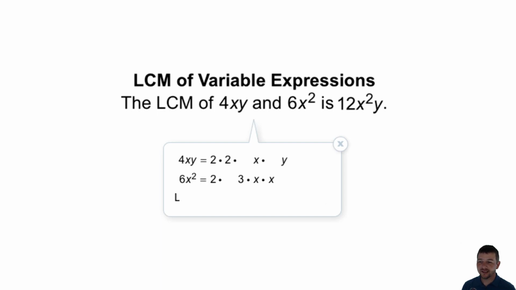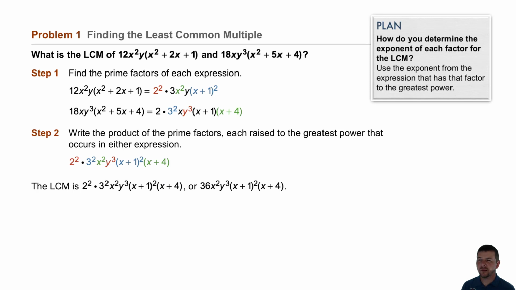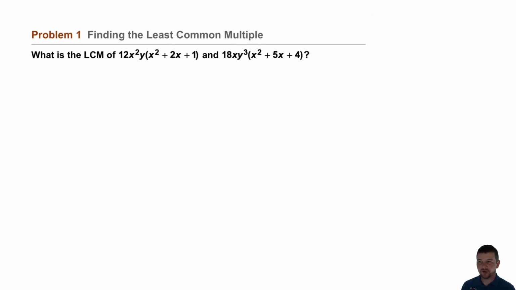And so we compute our least common multiple, 2 times 2 times 3 times x times x times y, accounting for each factor from both expressions once. 2 times 2 times 3 times x times x times y is 12x squared y, the least common multiple of our two expressions. Problem 1. Finding the least common multiple.